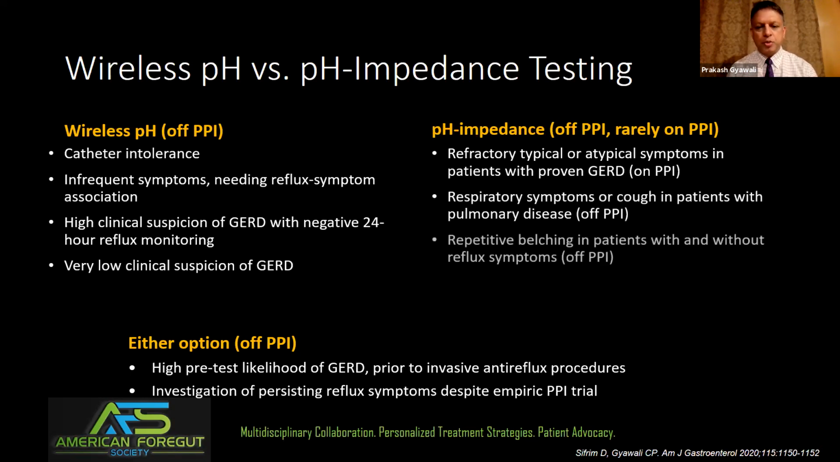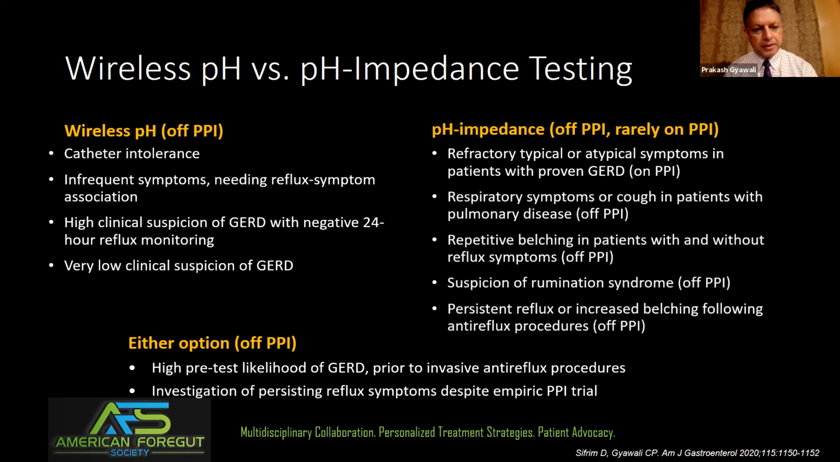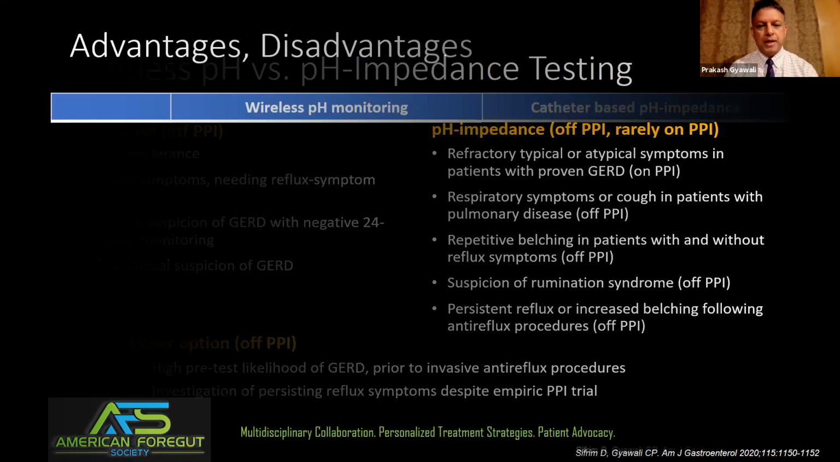Now, some of the other situations where a pH impedance is better than a wireless pH study are listed here. So respiratory symptoms, belchers, rumination syndrome, or increased belching, persistent reflux following certain anti-reflux procedures. And you can see here that most of these tests are done off PPI.